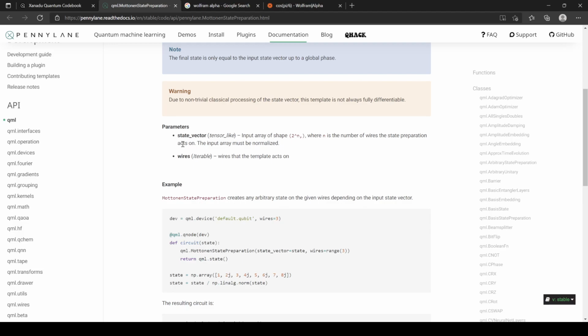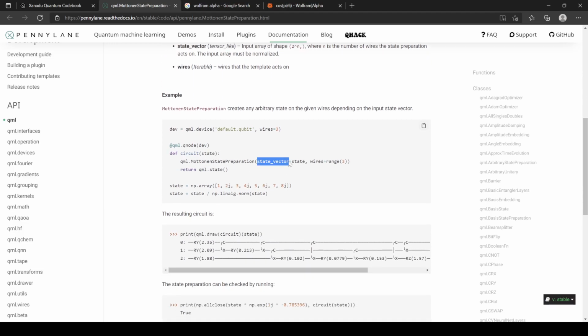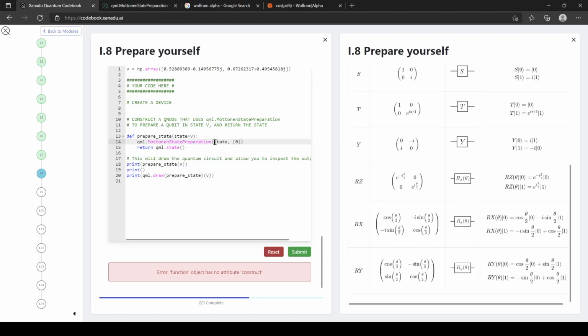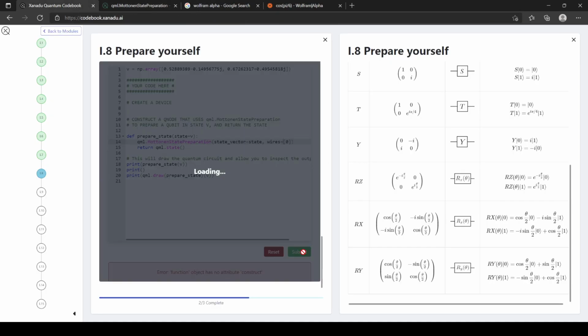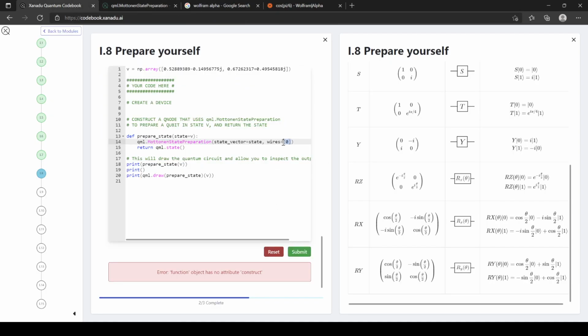Okay. Oh, do I have to actually specify both of them? That would be very annoying. Wait, I do not... Oh. I think the problem is function has no attribute construct.